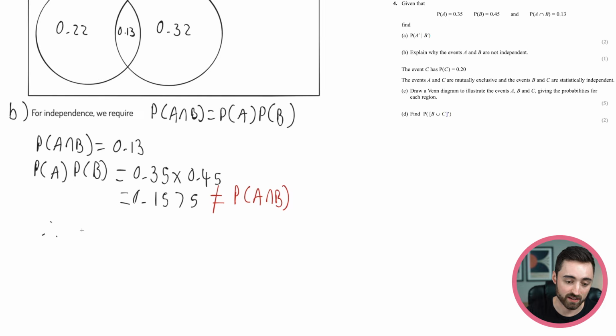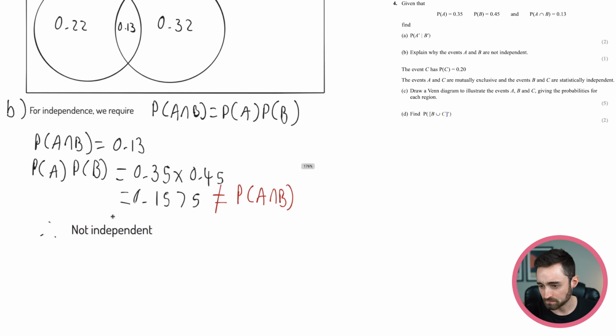Therefore, they are not independent. Easy as that. Again, you really just need to remember the condition for independence there. Right, part C, let's see what we have.